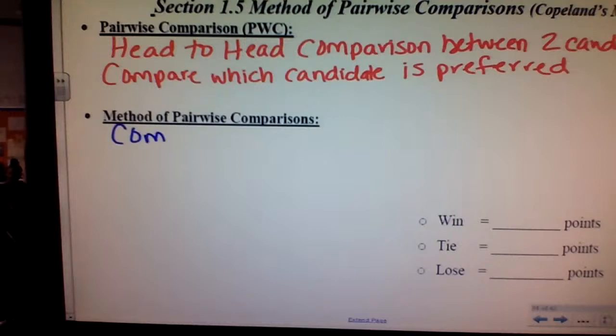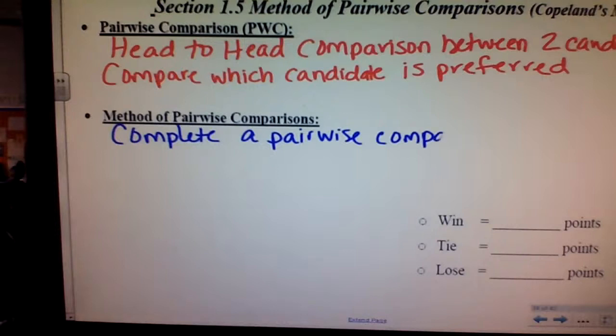So we complete a pairwise comparison between all candidates.